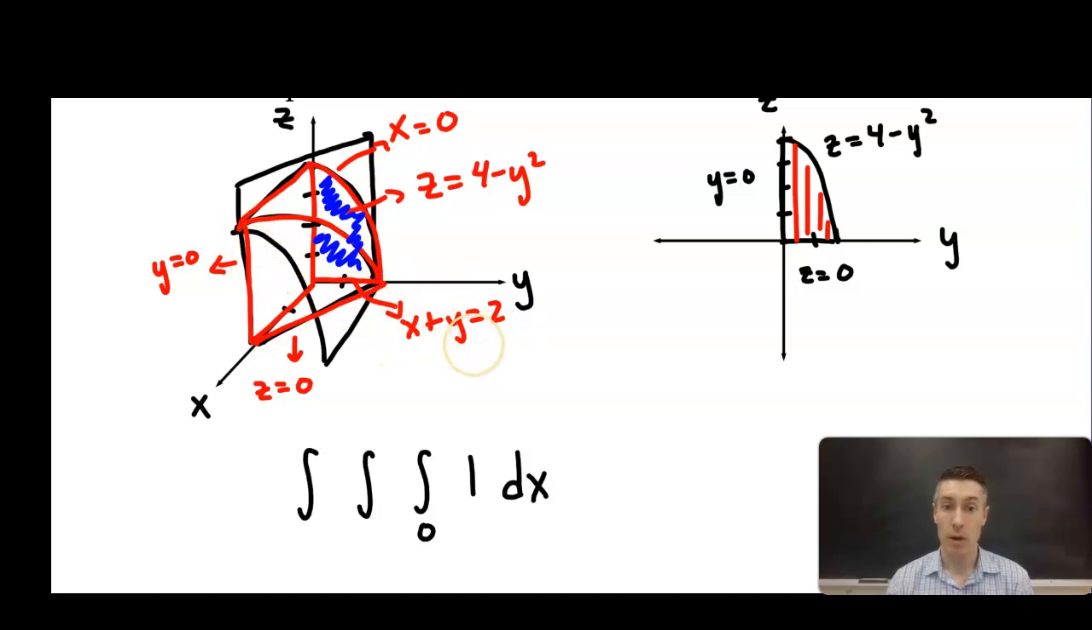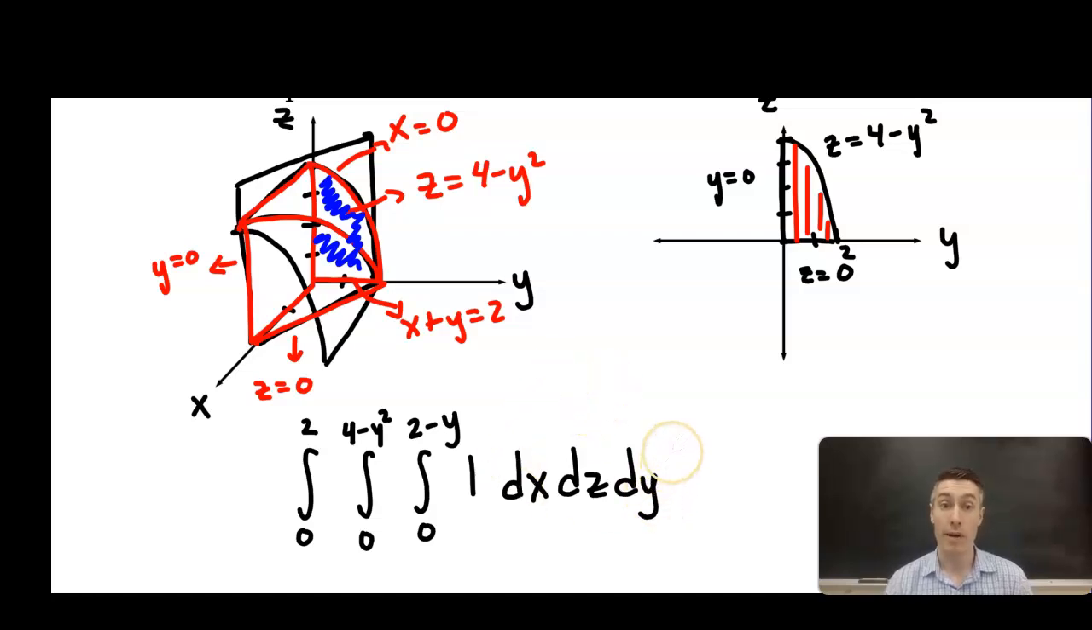So we're going from 0 all the way out towards us till we hit the plane, which is x plus y equals 2, so 2 minus y. Then based on our projection onto the yz plane, we're going to go dz dy. So z goes from 0 to 4 minus y squared, and then y goes from 0 to 2. Okay, so there's our bounds. We have our order of integration.